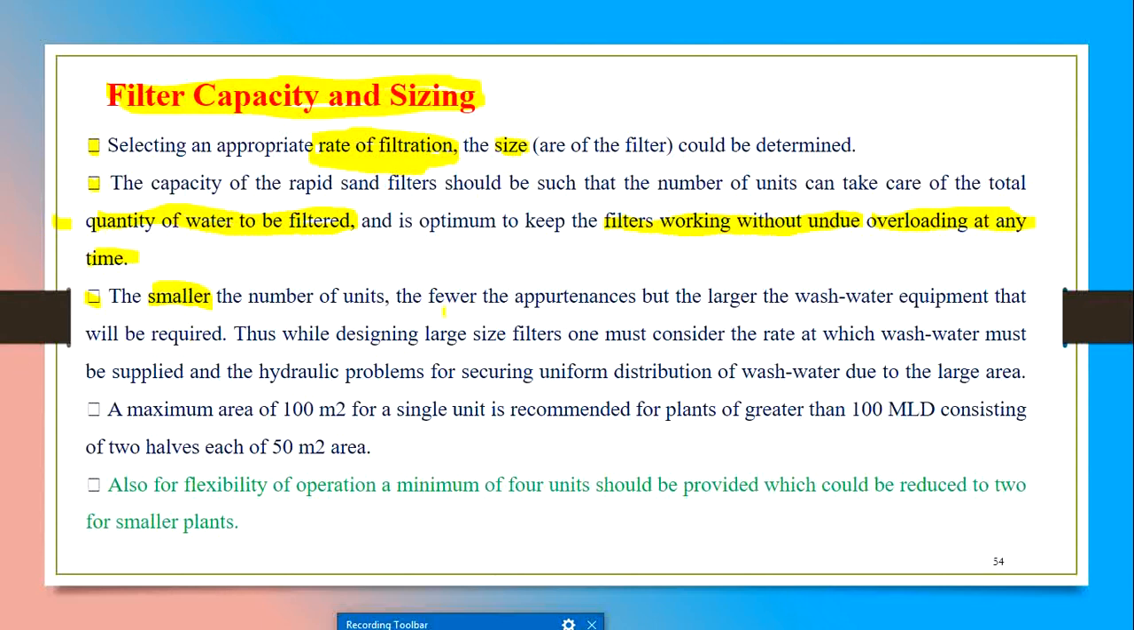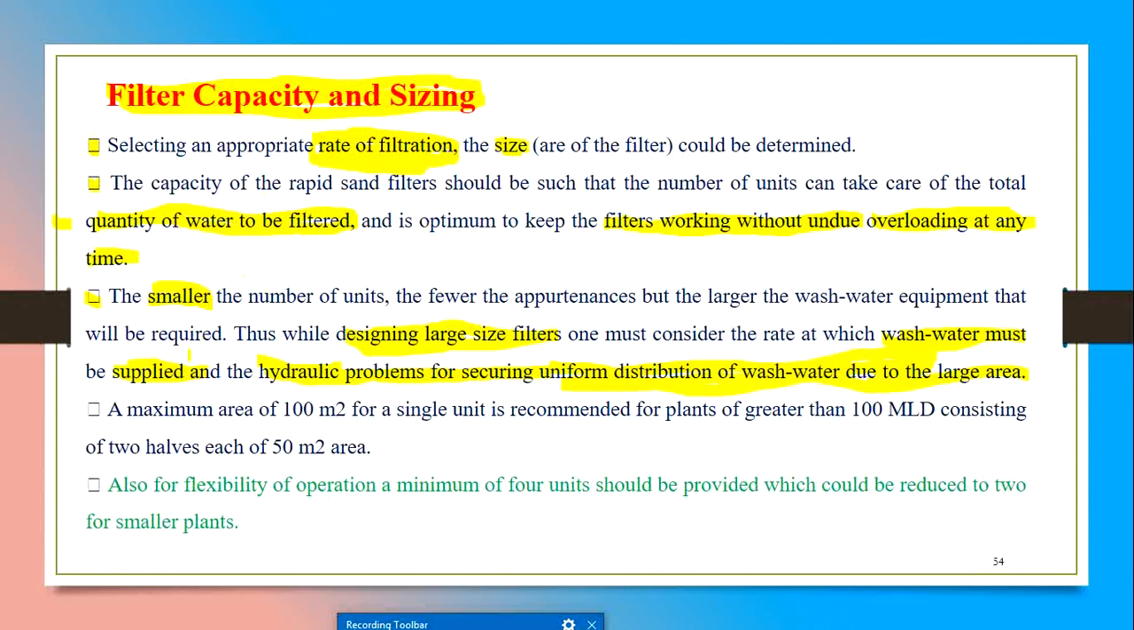Thus, while designing a large size of filter, one must consider the rate at which wash water must be supplied, and the hydraulic problems for scouring and uniform distribution of wash water due to the large area. Very important, due to the large area.